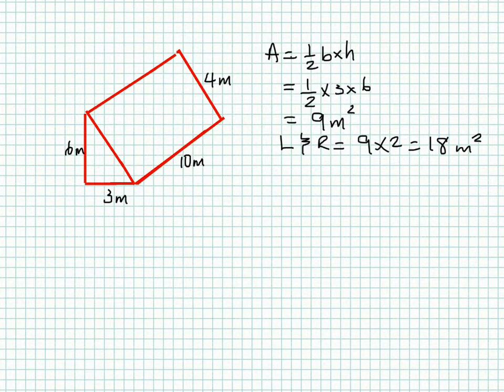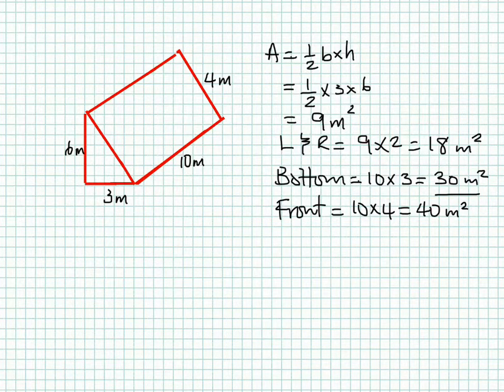Now we focus on the bottom, which has a length of 10 and a width of 3. So we'll just calculate that quickly. That's the bottom there done. Now we can focus on this front bit here, which has a length of 10 and a width of 4. Alright, so that's the front bit done. Now we can focus on the back of this shape, which has got a width of 6 and a length at the back that will be the same as the length here, which is going to be 10.